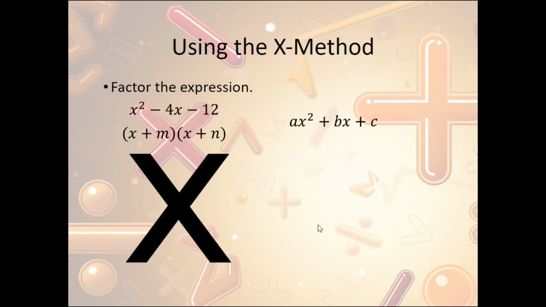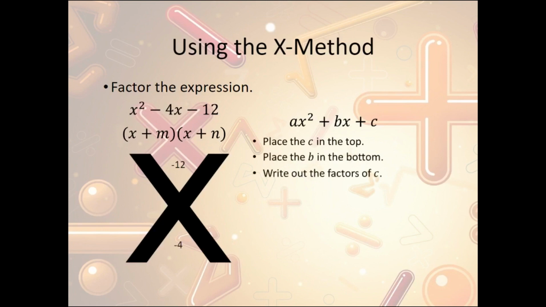One more example. We have x squared minus 4x minus 12. Well, I place c at the top, which is negative 12. I place b at the bottom, which is negative 4. Then I write out the factors of c. So what numbers multiply to get 12? Well, I got 1, 2, 3, 4, 6, and 12.